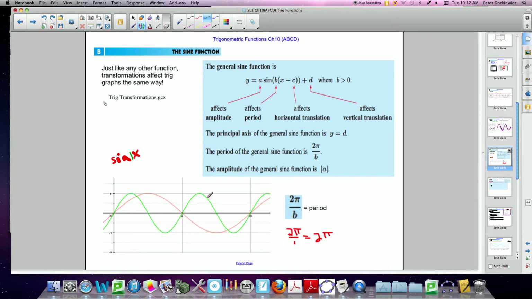On the other hand, this curve was sine of 2x, right? So the b value here was 2. So this is like saying 2 pi over 2 gives you the period. And so the period is just 1 pi. And that makes sense. It goes from here up, down, back to equilibrium. And so the period of this thing is 1 pi. Okay? We'll fuss with that some more.